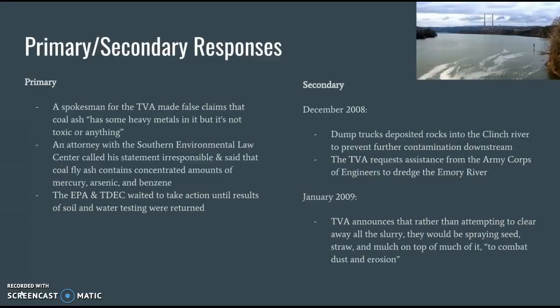Secondarily, by December of 2008, the TVA had commissioned dump trucks to dump rocks into the Clinch River. This was to prevent further contamination downstream by stopping the river flow. In addition to this, the TVA requested assistance from the Army Corps of Engineers, a public works sector of the Department of Defense, to dredge the Emory River. By January of 2009, the TVA announced that instead of trying to clear away the slurry, they would spray seed and put straw and mulch on top of it to combat dust accumulation and erosion.